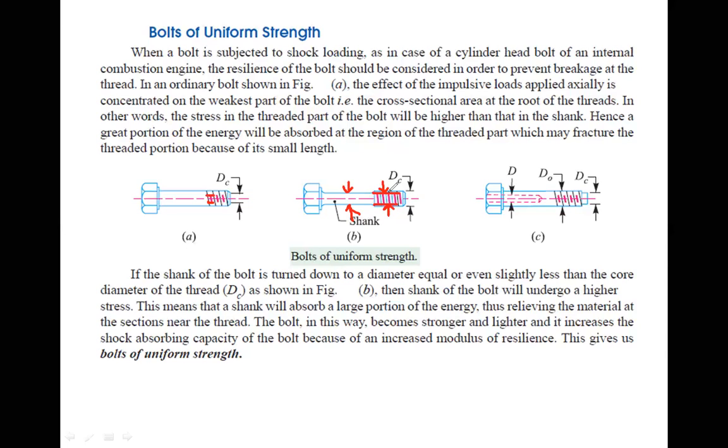So this is the first method by which we can reduce the stress concentration inside the bolt, or we can say that we can have a uniform strain bolt.